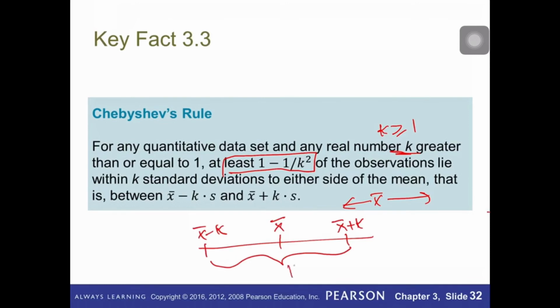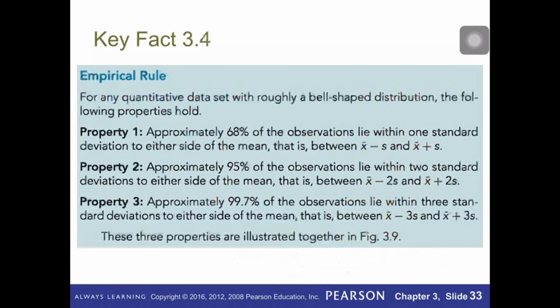So in the Chebyshev rule it says this much of the observations lie within k standard deviations. How many observations? 1 minus 1 over k squared. Okay. Empirical rule says that for any quantitative data set with a roughly bell shape, so the shape of my data set is bell shape, the following properties hold.